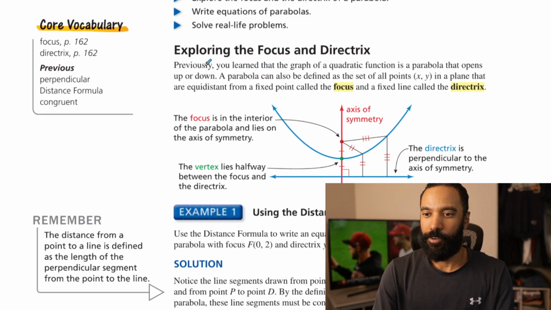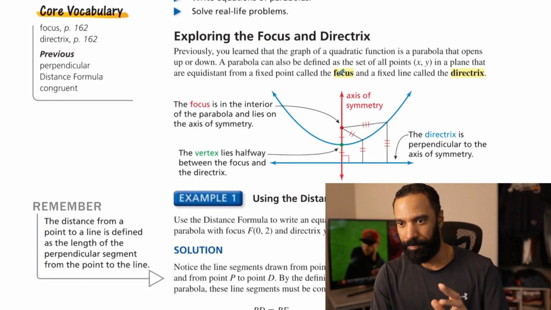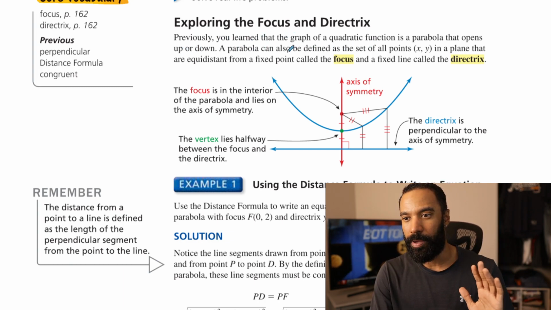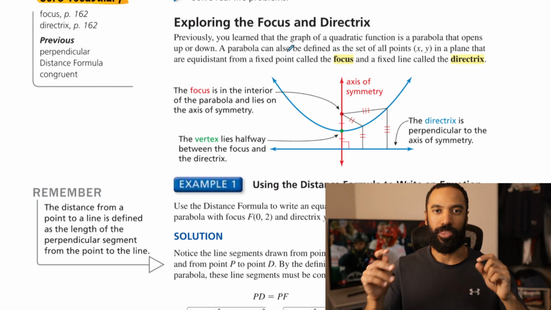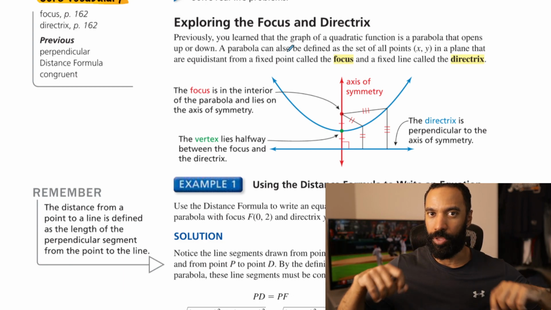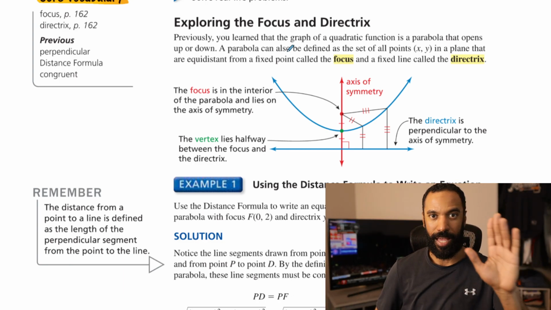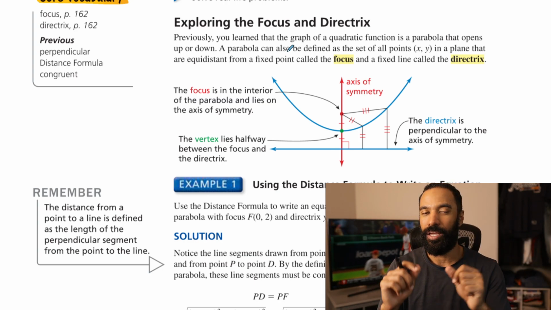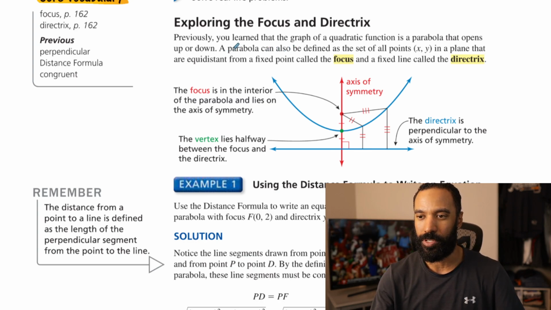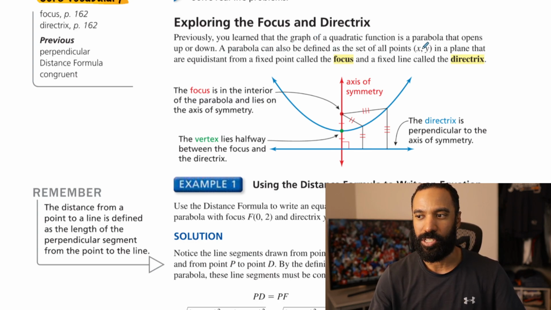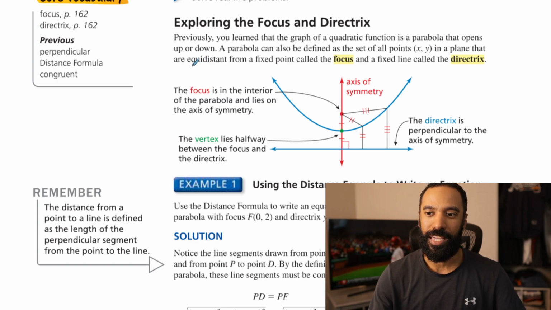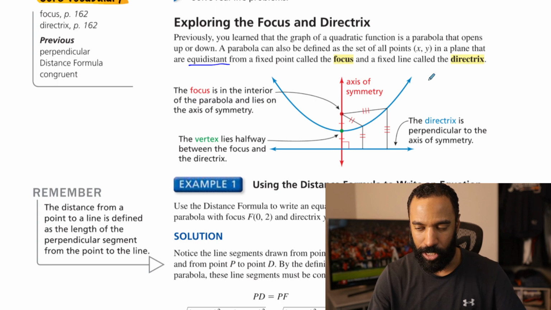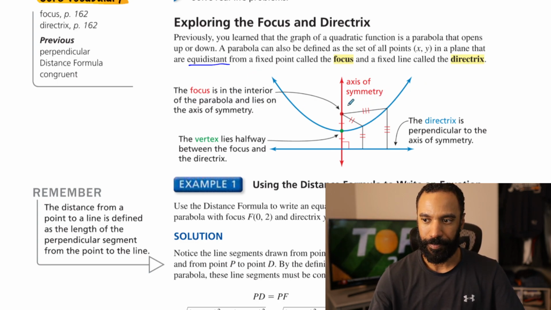Okay, exploring the focus and directrix. So previously, we know that a parabola could open up or down. That's what this says. But a parabola isn't just about the whole x squared thing. 1, 1, 2, 4, 3, 9 times the stretch factor and things like that. That's a part of it. But the points themselves, all of those points on the parabola are some distance away from something. Here's what it's going to say. A parabola can be defined as the set of all the points in a plane that are equidistant from a fixed point called the focus and a fixed line called the directrix. And they're going to show you it right here.